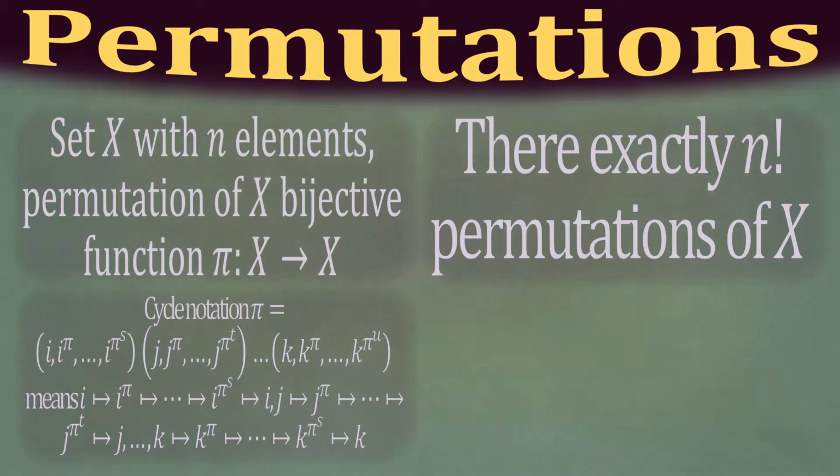For example, pi equaling (i, i^pi, ..., i^(pi^s))(j, j^pi, ..., j^(pi^t))(k, k^pi, ..., k^(pi^u)) means that i maps to i^pi, which maps all the way up to i^(pi^s), which loops back round and maps to i, and j maps to j^pi, which maps all the way up to j^(pi^t), which maps to j again, and k maps to k^pi, all the way up to k^(pi^u), then loops back round and maps to k again.